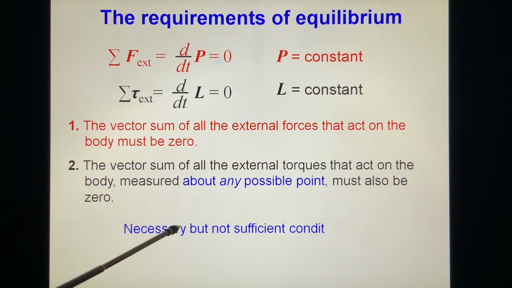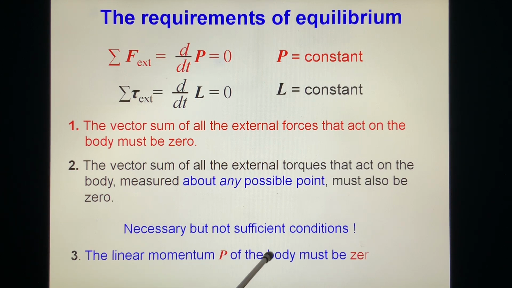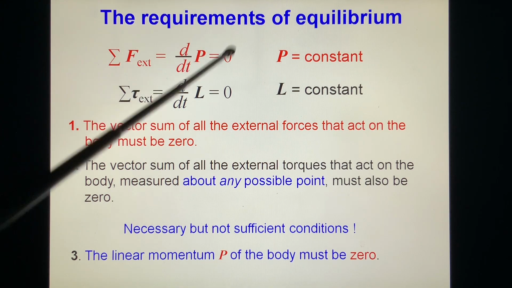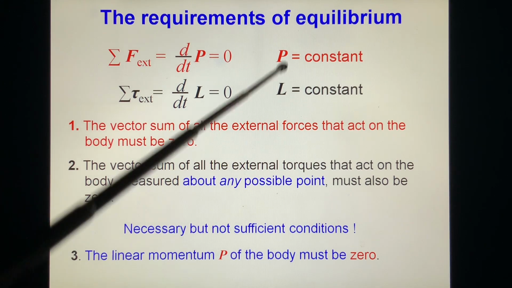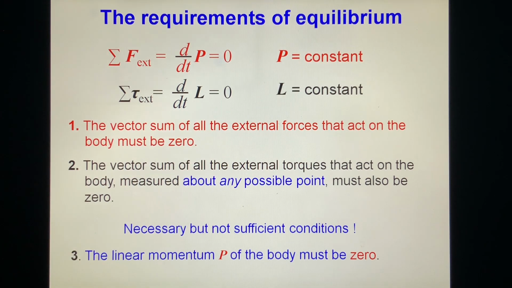These are necessary but not sufficient conditions. If you satisfy these equations, this might not be equilibrium. The linear momentum p of the body must be 0. Now, if you want to make it sufficient, p must be 0. In other words, the velocity should be 0.